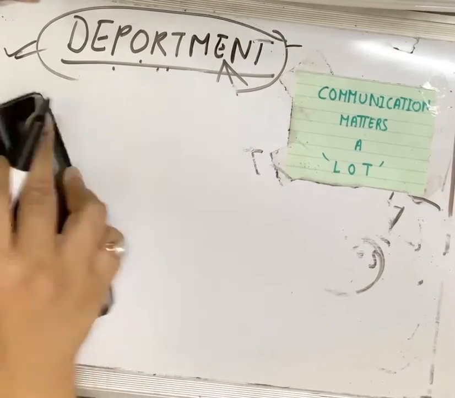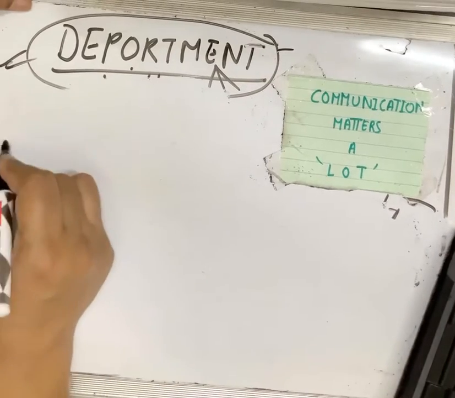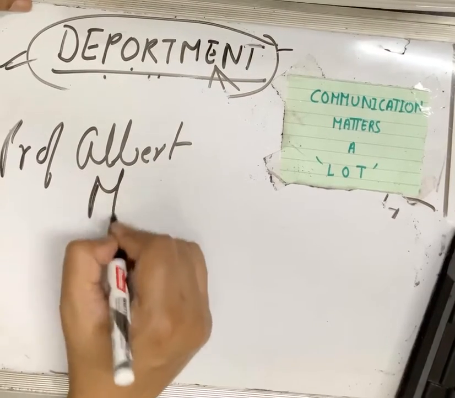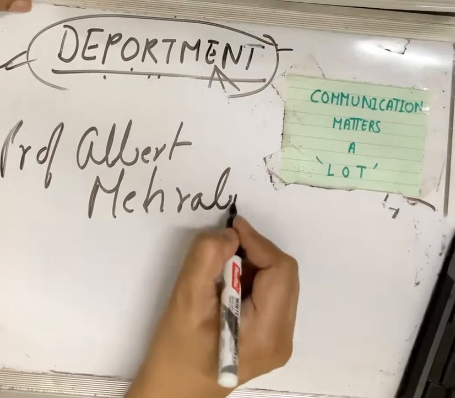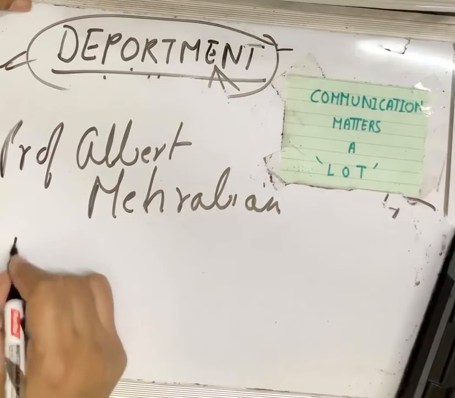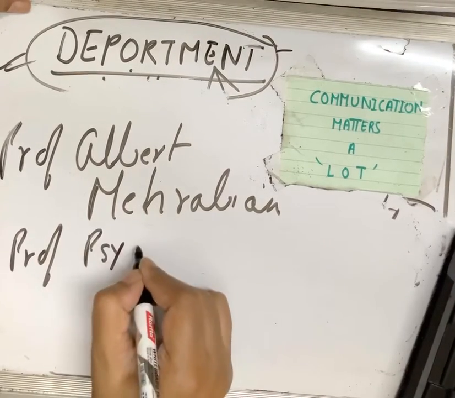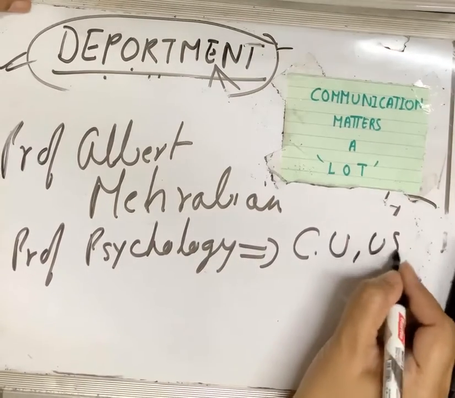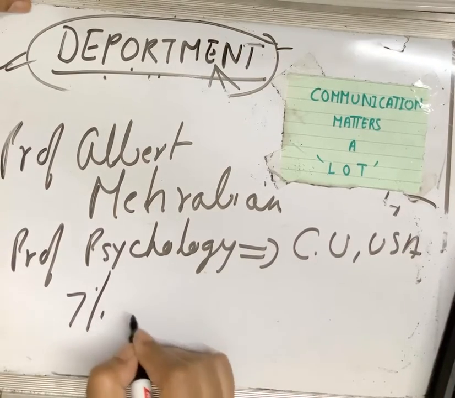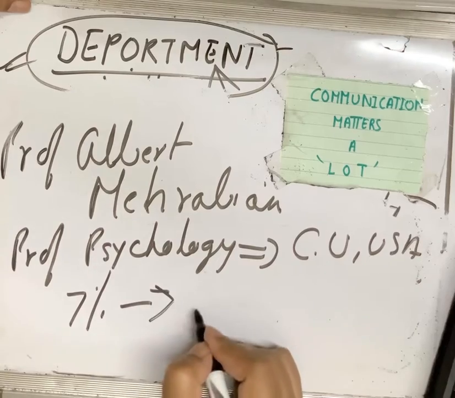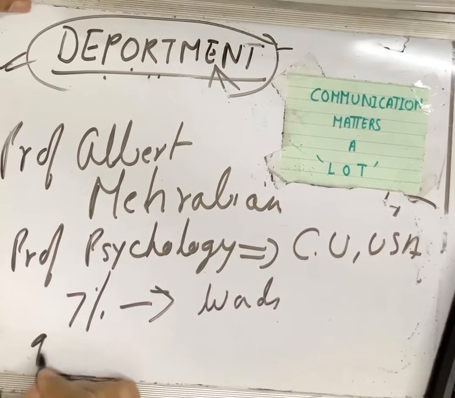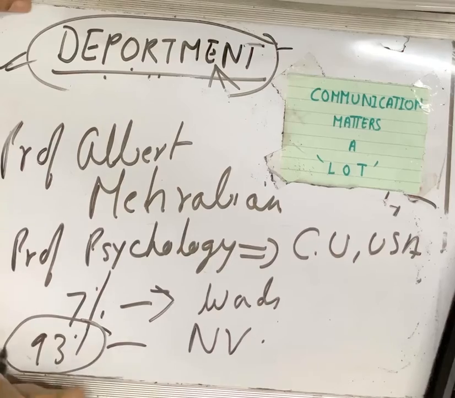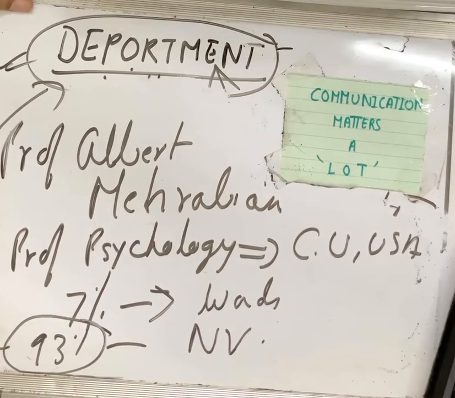So deportment plays a very important role in communication, and Professor Albert Mehrabian, Professor of Psychology of Chicago University, USA, states that it is only 7% of the meaning that is communicated through words. The remaining 93% is communicated non-verbally. And this, while speaking, 93% is your deportment.